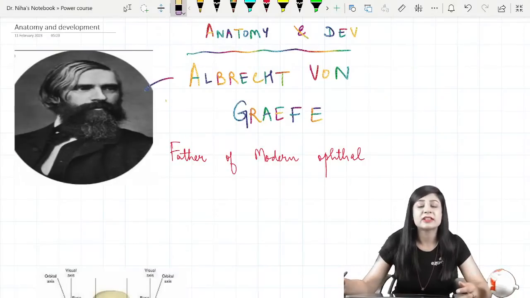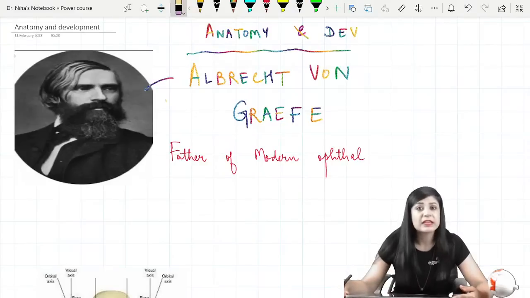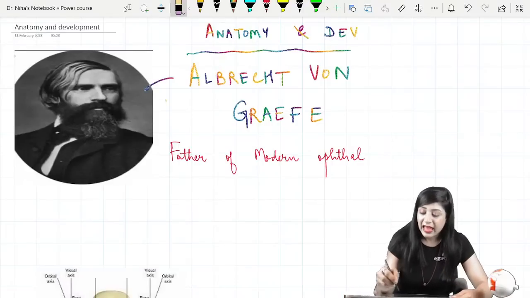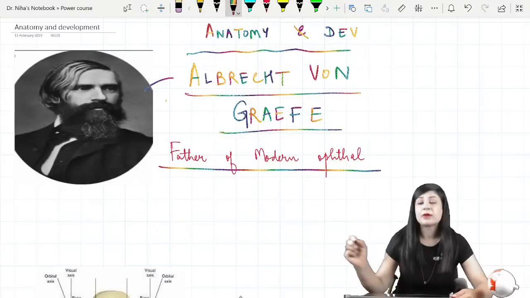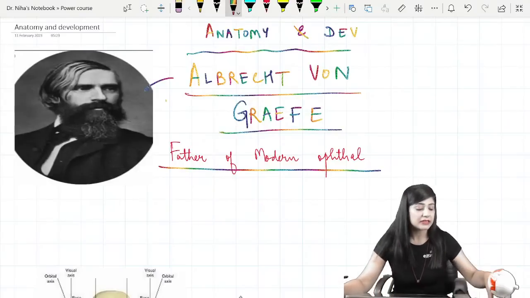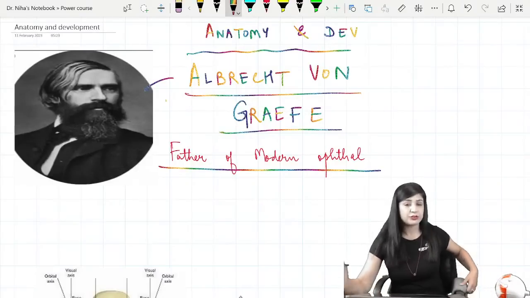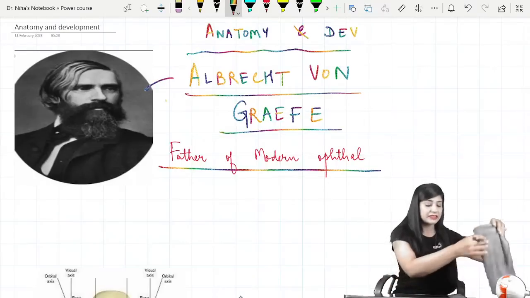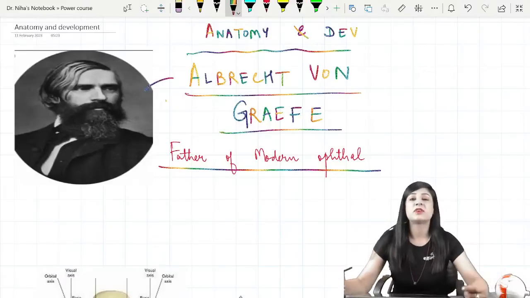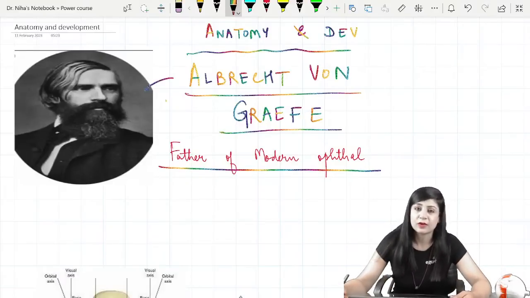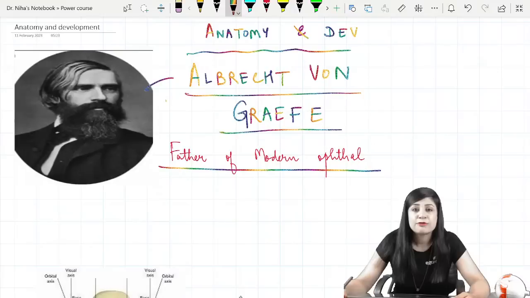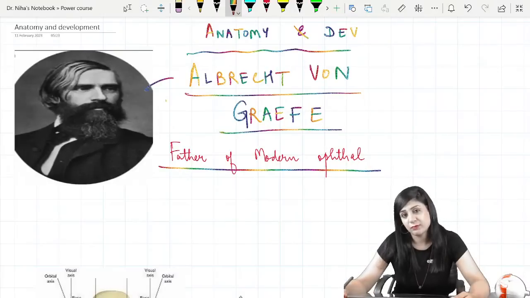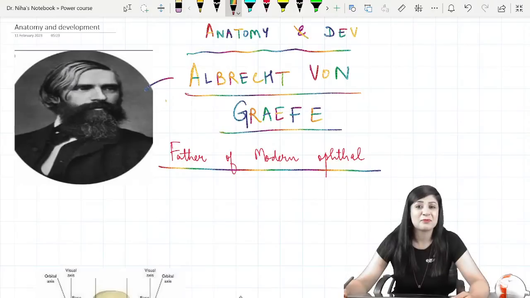So let's get started and put the heading anatomy and development of the eye, and we will start with this great fellow, Albert von Graefe. He is the father of modern ophthalmology. Modern means the technical ophthalmology. You know, we have so many instruments, so many tests in ophthalmology. So all these were given by this great fellow. Okay. So please write his name, father of modern ophthalmology or technical ophthalmology.